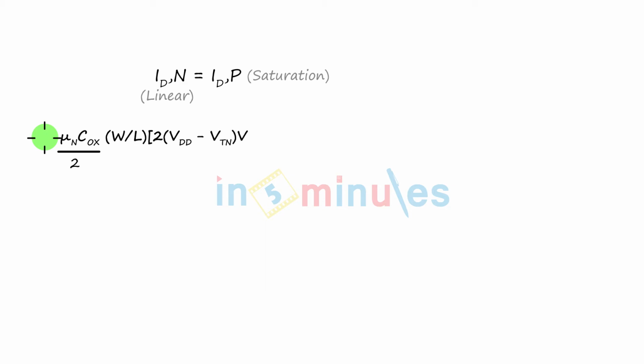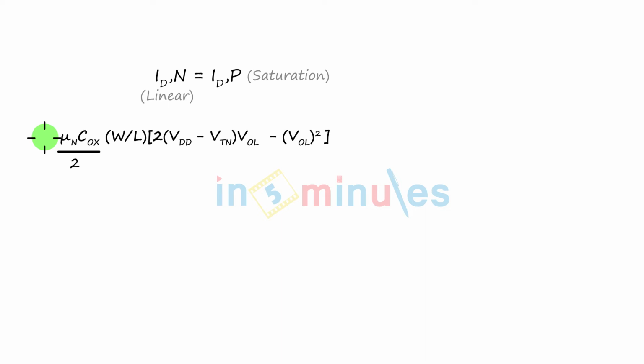Why VDD? Because my VGS is nothing but VDD now. I'm assuming an input high. Into VDS. VDS is nothing but Vout, and Vout is nothing but VOL, because the output voltage is nothing but VOL. We are trying to find that VOL minus VDS square, Vout square, which is nothing but VOL square.